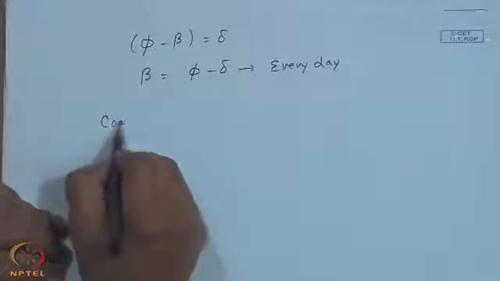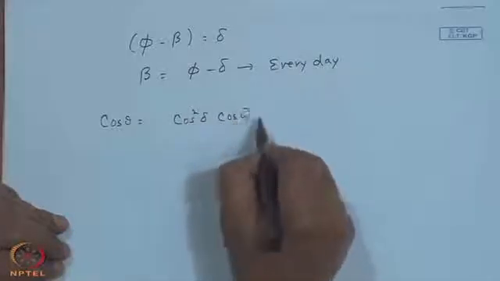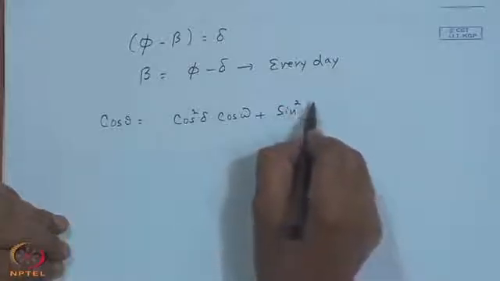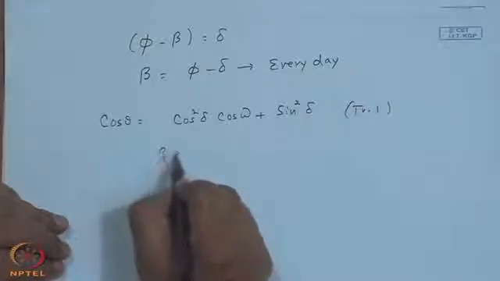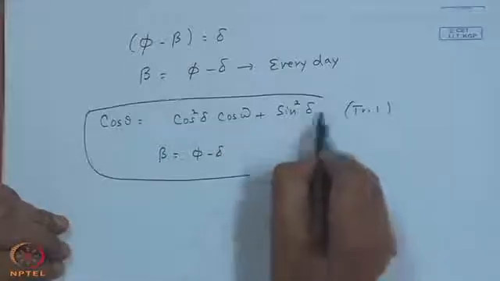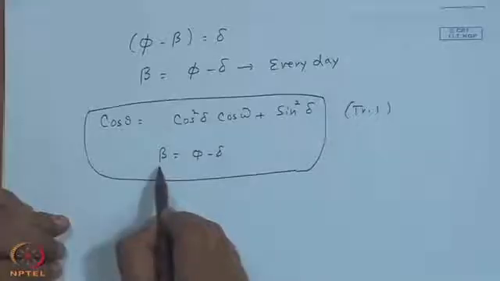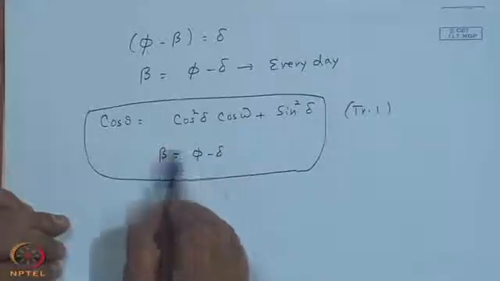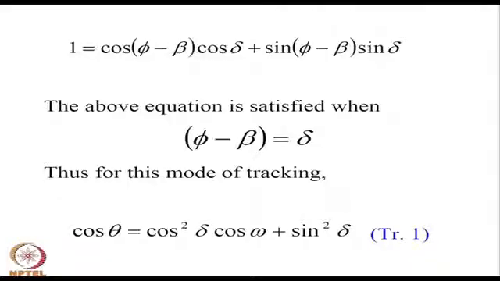So, my cos theta is now cos squared delta cos omega plus sin squared delta. So, tracking mode 1 and beta is phi minus delta, because if you look at the top equation, it does not contain phi, it does not contain beta. So, in that sense you will not have complete information on what you should do about the tracking mode, but this is basically to tell that the aperture plane should have a slope given by phi minus delta, then cos theta is given by this expression. And you have got a tracking mode 2.